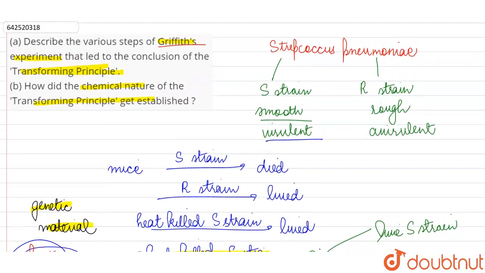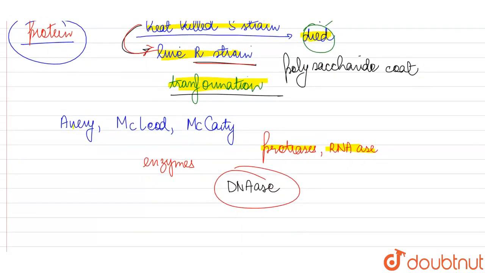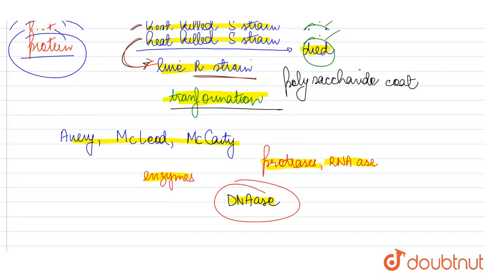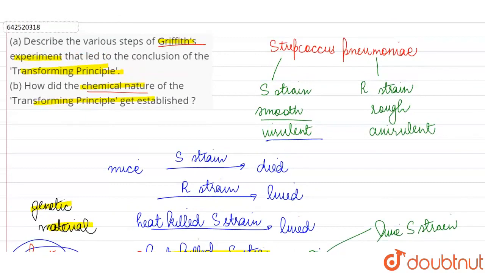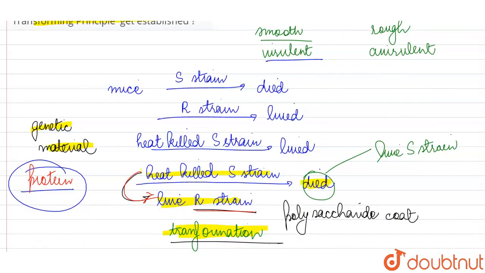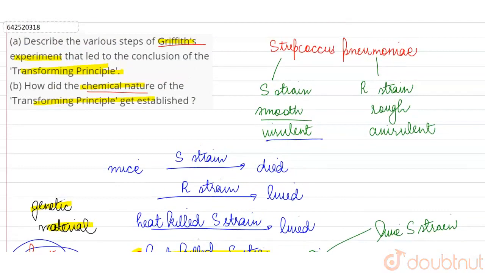So the chemical nature of the transforming principle was established by Avery, MacLeod and McCarty when they carried out digestion with certain enzymes. The digestion with protease and RNase did not affect the transformation, whereas after digestion with DNase, transformation was not occurring. So it was concluded it was DNA that must have passed from the S strain to the R strain bacteria during the process of transformation.